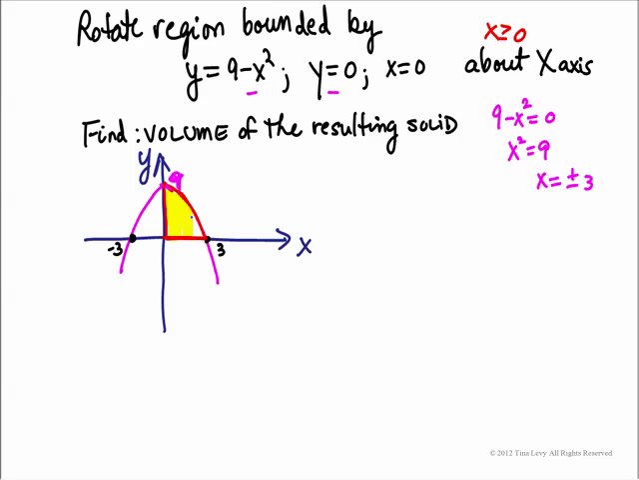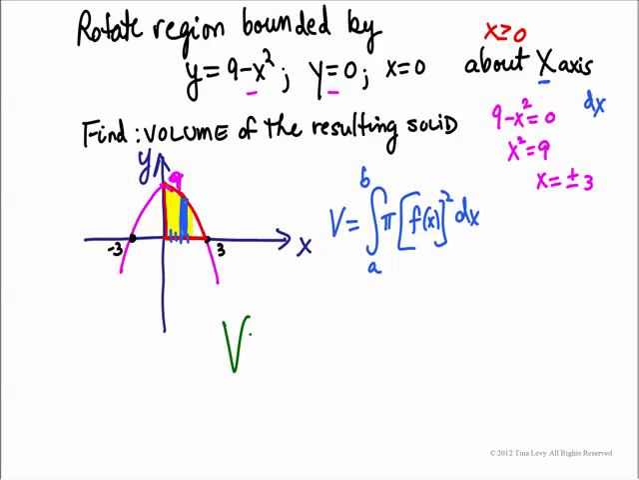Now what I'm going to do is, because I'm rotating this about the x-axis, I know it's going to be dx, and it's going to be a vertical rectangle. So we will put the typical vertical rectangle, because that's what we have when we subdivide dx. And now we know the volume is going to be the integral from a to b of pi f of x squared dx.